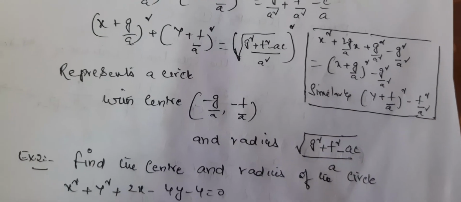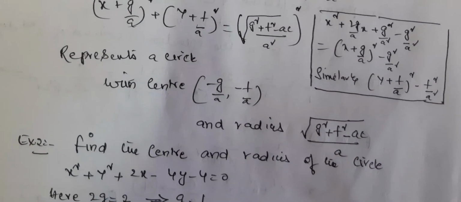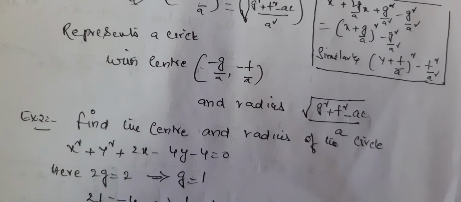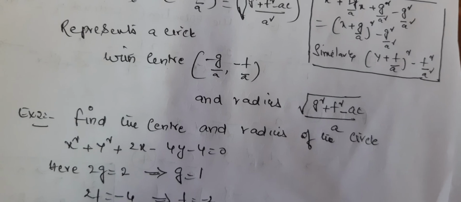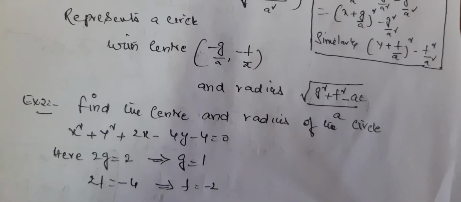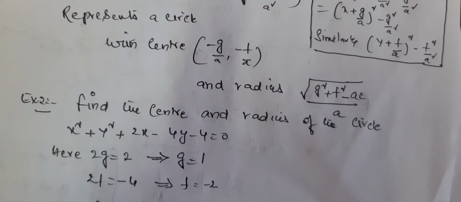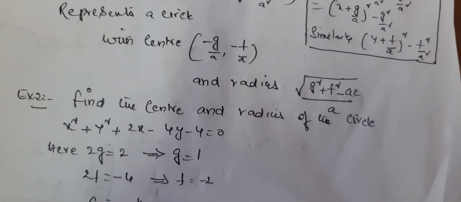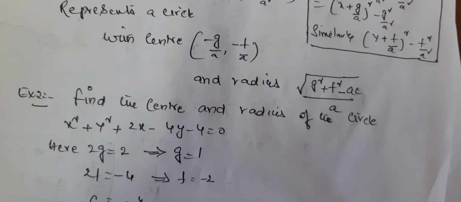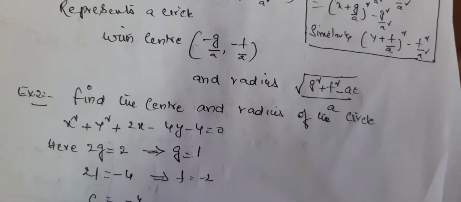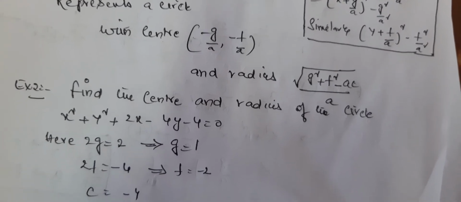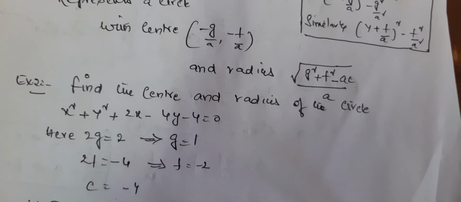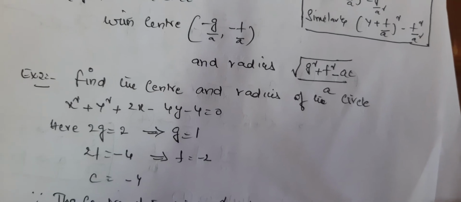Now see an example on this theorem. Find the center and radius of the circle x square plus y square plus 2x minus 4y minus 4 is equal to 0. When you compare with the general equation of the second degree, 2gx is equal to 2x. So 2g is equal to 2, g is equal to 1. Similarly, 2fy is equal to minus 4y. That is 2f is equal to minus 4, f is equal to minus 2, and c is equal to minus 4.